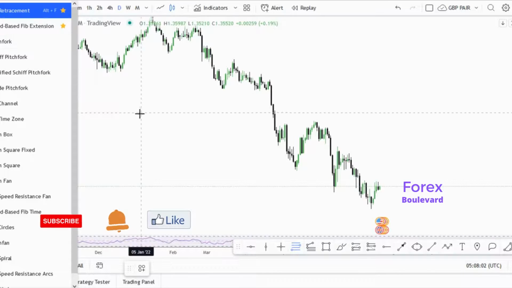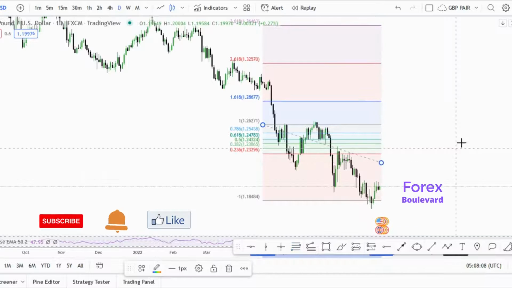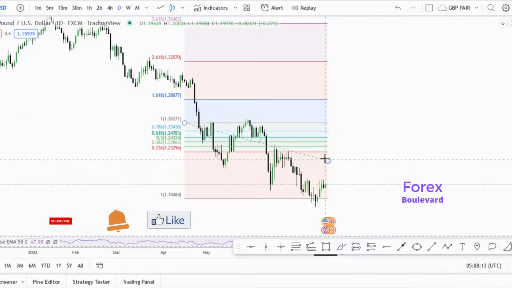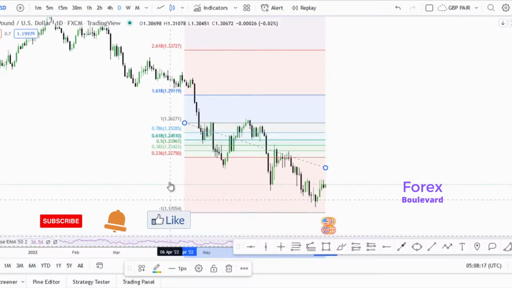So now I'm going to begin with Fibonacci retracement. This is what the tool looks like for those of us who are not familiar with it. You can see it has some ratios. Can you see these numbers around it? These are the ratios.